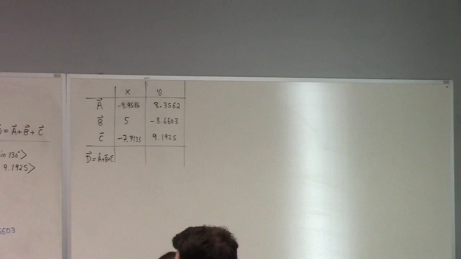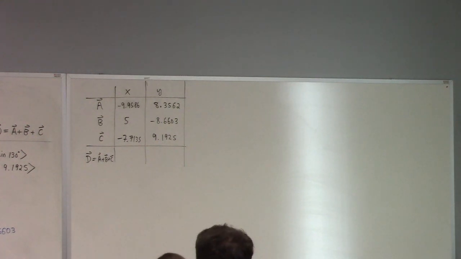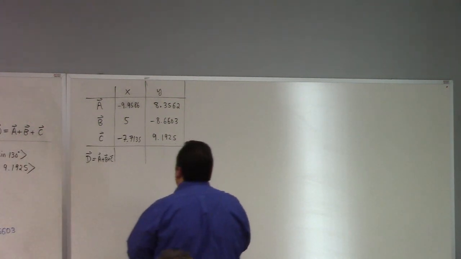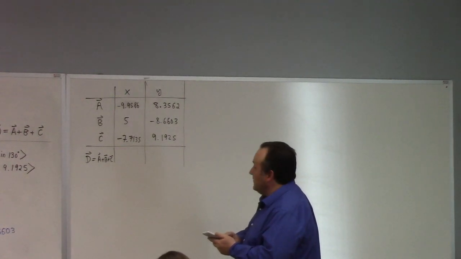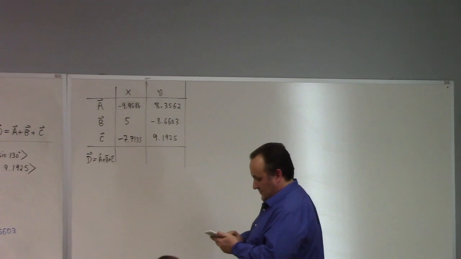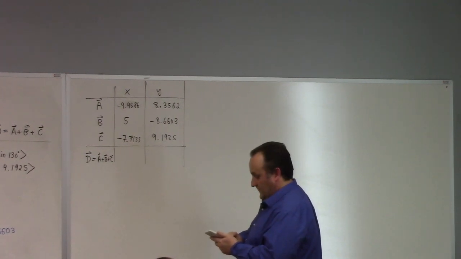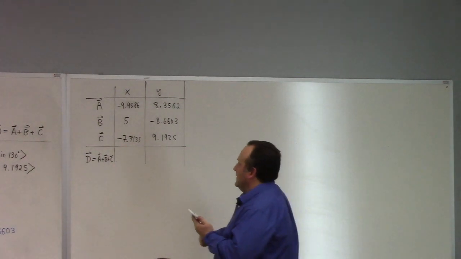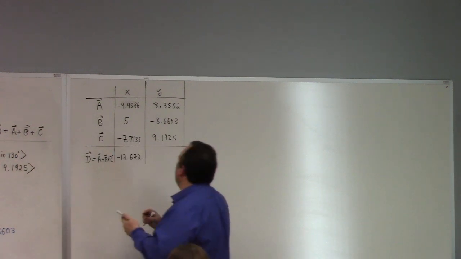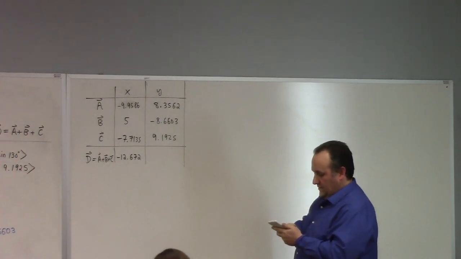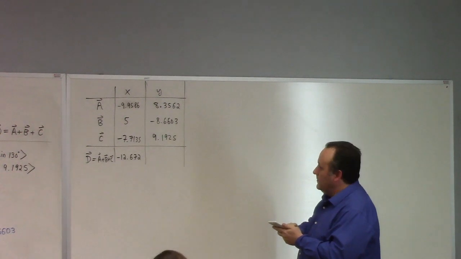And how do you add vectors? Algebraically, you just add their components, right? So all I've got to do now is add those numbers up, and that will give me the x component of D and the y component of D. So let's do it. So 5 minus 9.9586 minus 7.7135. I got a minus 12.672. And let's see here. If you get something else, let me know, okay?